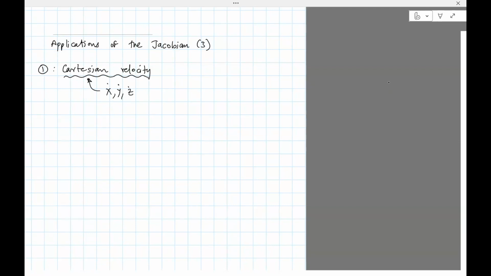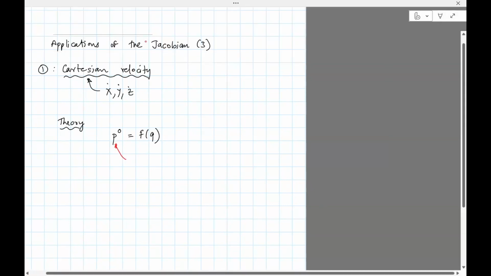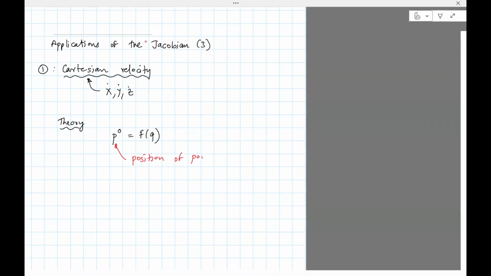So I'll illustrate this with theory, and then I will do some problem which illustrates how to use it. So theory. If P is a point and we found the position of the point in the global frame, so this is the position of point P in frame 0.